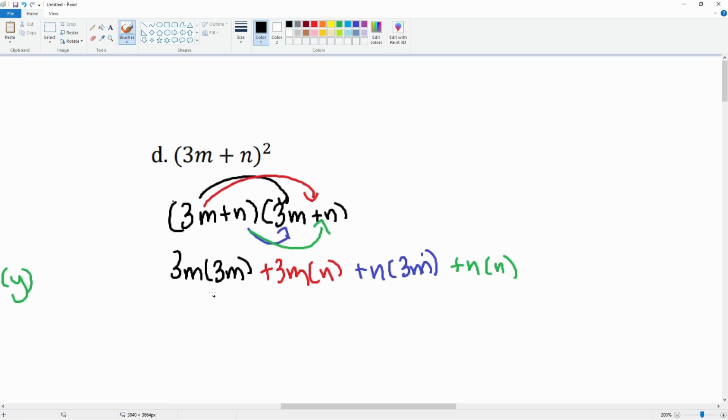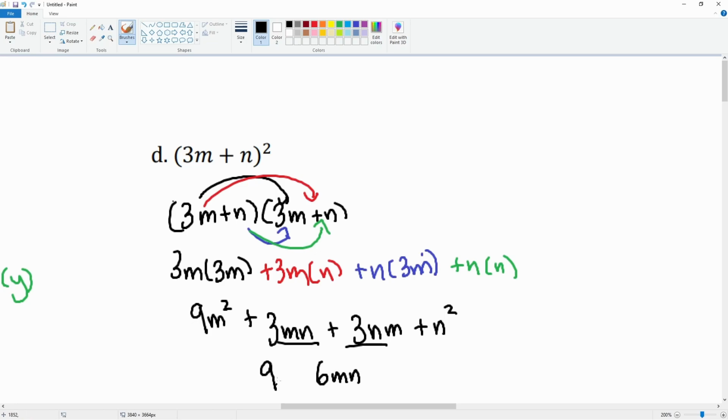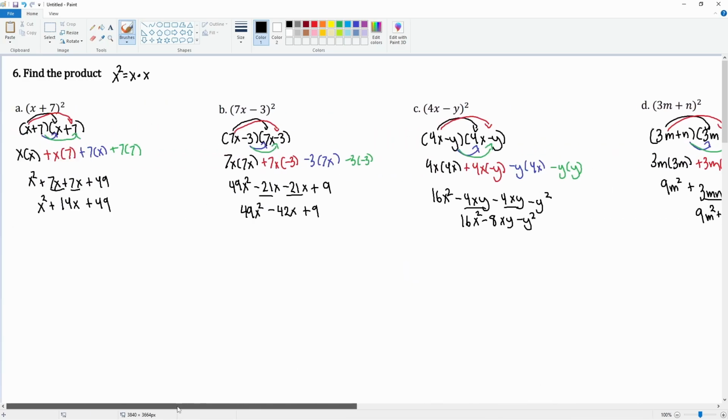All right, 3m times 3m, it is 9m squared. 3m times n, 3mn. N times 3m is 3nm. N times n, it is n squared. These two are like terms, getting you 6mn. Bring everything else down. 9m squared plus 6mn plus n squared. So there you go. That is all these questions of just finding the product. These are actually special polynomials that you are determining.